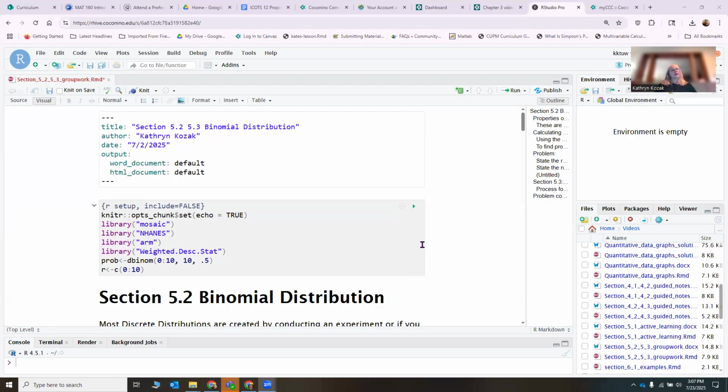So we are going to look at a very specific discrete probability distribution. This is known as the binomial distribution. I'm going to look at this very specific problem. I'm going to go ahead and run my setup.